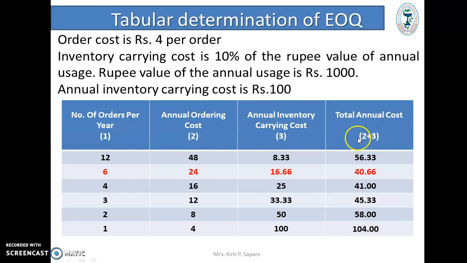Last, total annual cost, that is 2 plus 3. So we have added 48 plus 8.33, 24 plus 16.66, 4 plus 100, like this. From this table, it is clear that total annual cost for purchasing of items is lowest when material is bought 6 times per year, and total annual cost at this point is 40.66. So this material will be economic if you order the material after every 2 months, that is 6 times per year. This is the approximate way to calculate the EOQ.